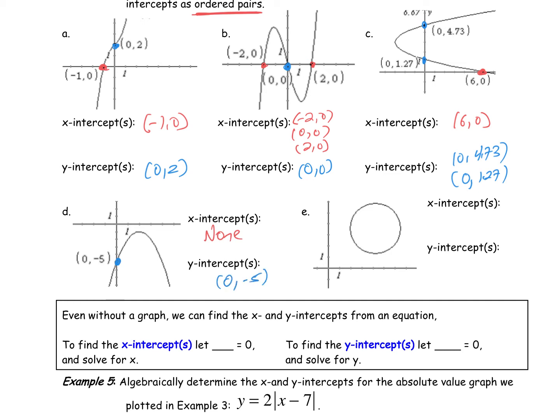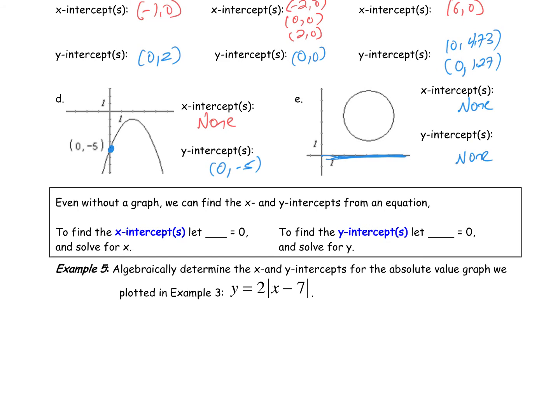The next graph I have is a graph of a circle. If I'm looking for places where the graph crosses the x-axis, I actually don't have any, right? The graph is not crossing the x-axis, so there are none. And it also does not cross the y-axis, so there are none. So we do not necessarily have to have an x-intercept or a y-intercept.